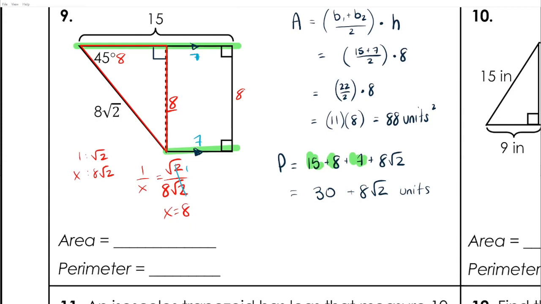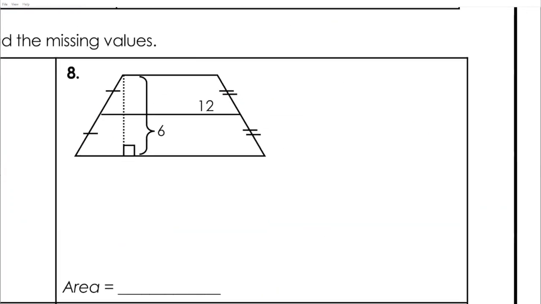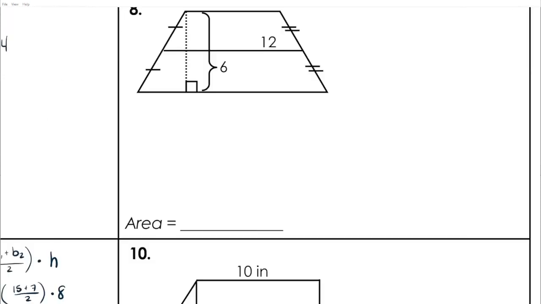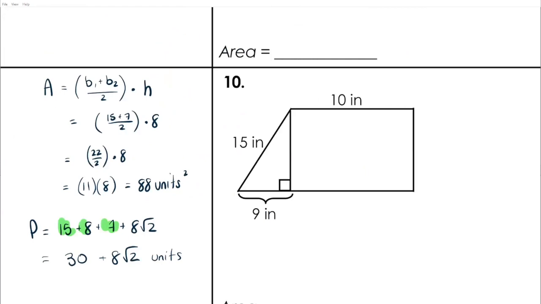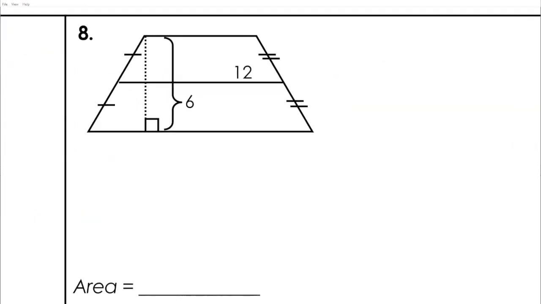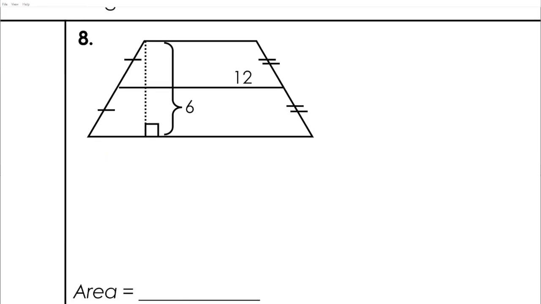All right, you want to do one more? Do you want to do 8? Sure. Number 8 might be the easiest one on the board. Number 8 is trying to mess with you. How are they trying to mess with you? They didn't give us base 1. They didn't give us base 2. We don't have a right triangle that'll help us solve those. Those sneaky snakes.